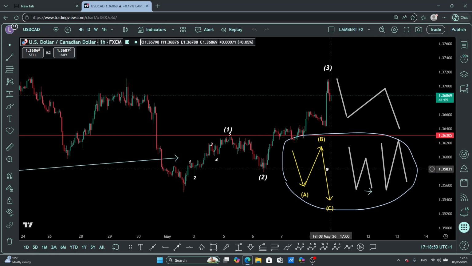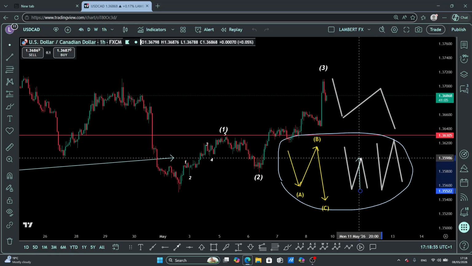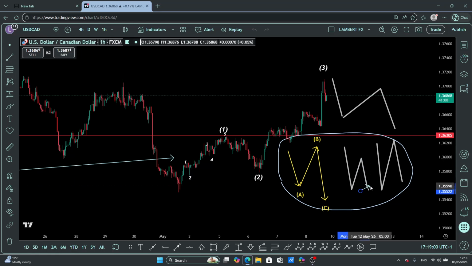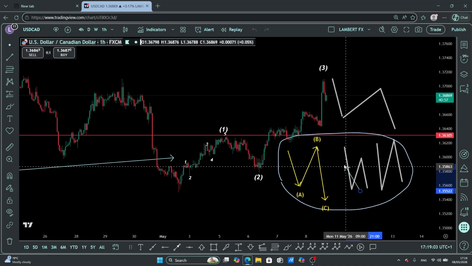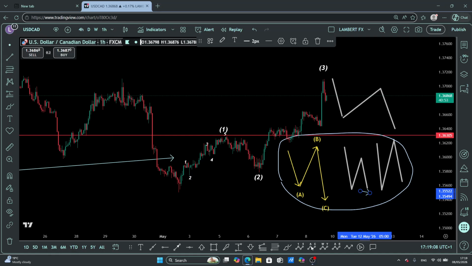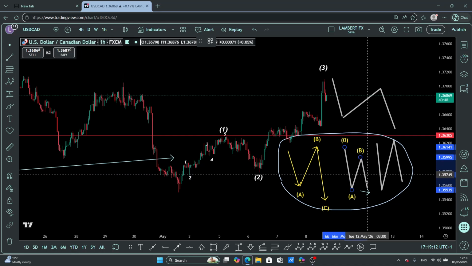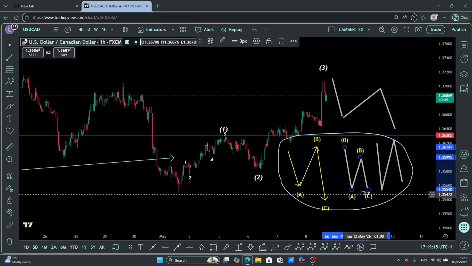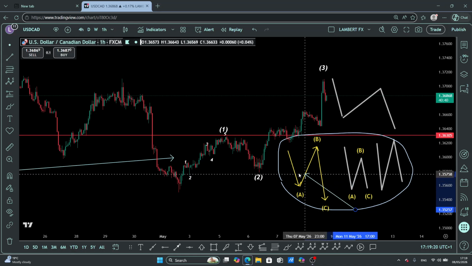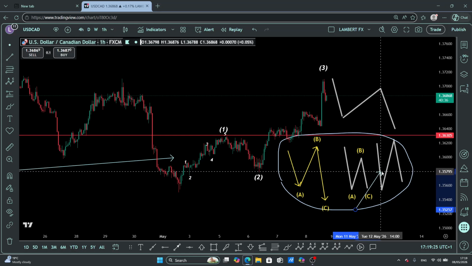Right, so your B should not go above where the A started from, the origin of A, and your C also has to be a 5 leg down. So 3, 3, 5. Again, use your ABC tool. So this will be your A, this will be your B, and this will be your C leg down. All right, so this is called a regular flat, and this is called an expanded flat. And the last one is called a running flat.